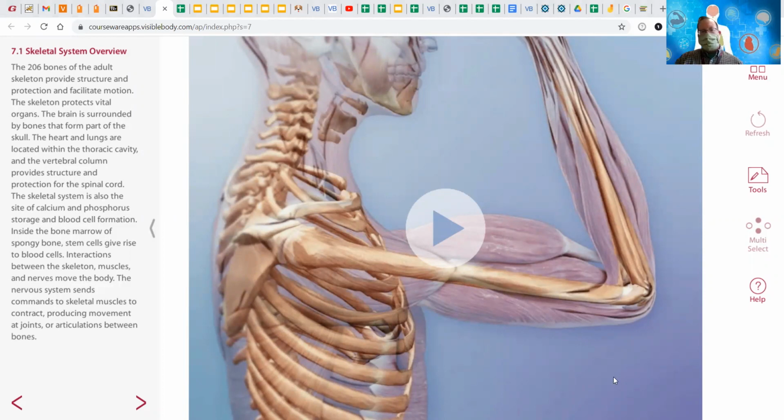So when we start in on the visible body, you guys can watch this video on your own, of course. Anyhow, it's a short video that goes through some of the basics of bone.